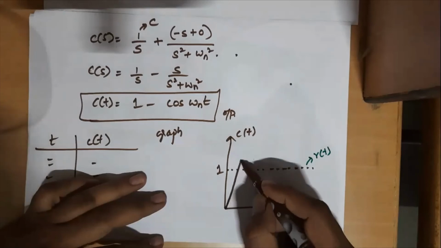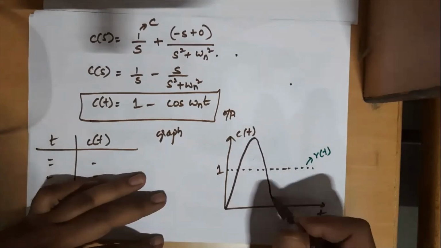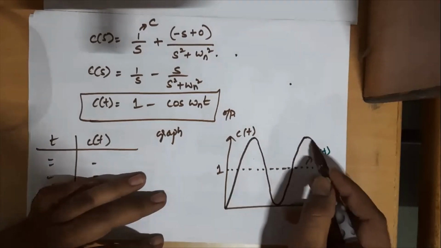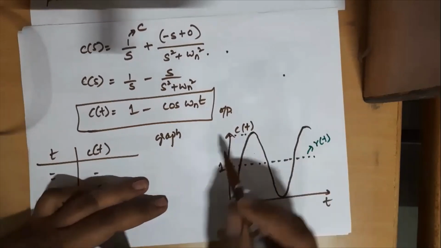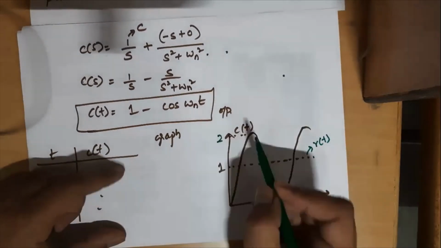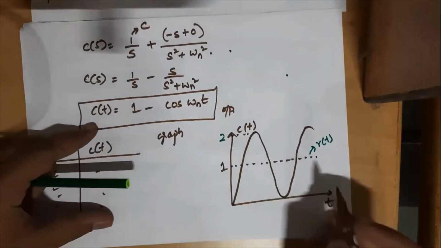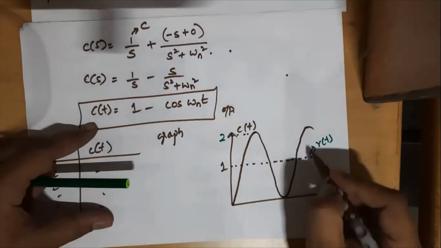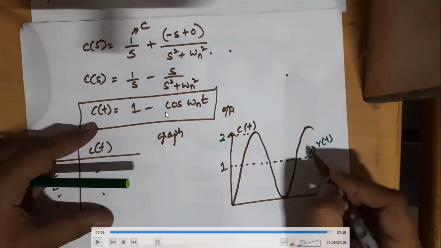Okay, fine. So this is how it goes. Starts from 0, then continuous oscillations with a maximum magnitude of 2. Fine. So these oscillations will continue with a magnitude of 2 only. These oscillations will never decay. That's what this expression is telling us.